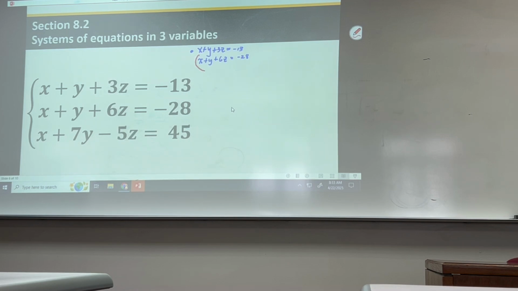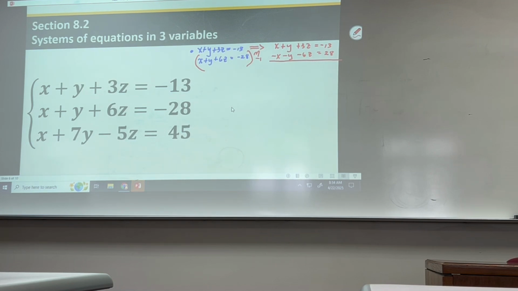So we'll take this one and multiply it through by -1, which is just going to change the signs, right? Now this one we're just going to bring across as it is. So I'm just going to bring that over, x plus y plus 3z equals negative 13. If I multiply this one through by -1, it's going to be what? Negative x minus y minus 6z equals positive 28. Is everyone okay so far?